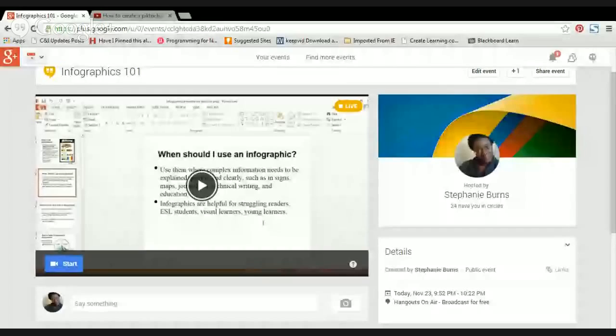Okay, to finish with, we're going to watch a little video over infographics and look at one of the tools that you can use to create your own infographic. Think about some of the ways that you could use an infographic in your classroom and be prepared to discuss those. Okay, here's our video. I'm going to make it full screen.